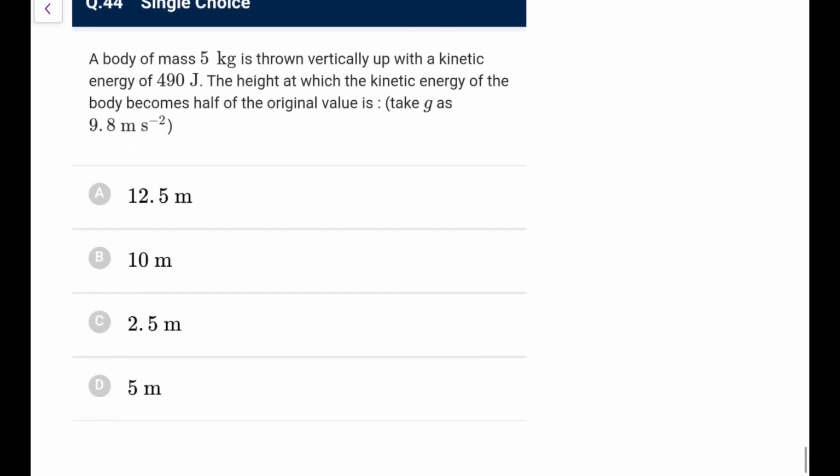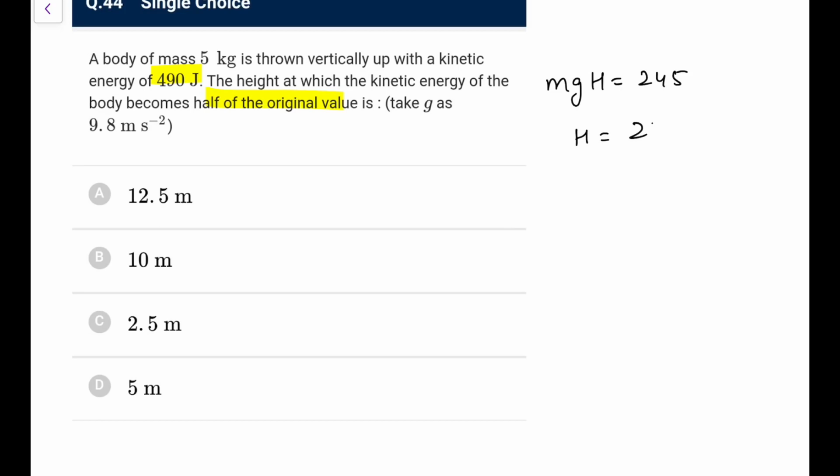A body of 5 kg is thrown vertically up with a kinetic energy of 490 joules. Find the height at which the kinetic energy becomes half of the original value. So it becomes half of the original value. That means the speed becomes 1 by root 2, or you can say potential energy gained is this much. So potential energy gain would be equal to half of this. So mgh at that height would be equal to 245 joules.